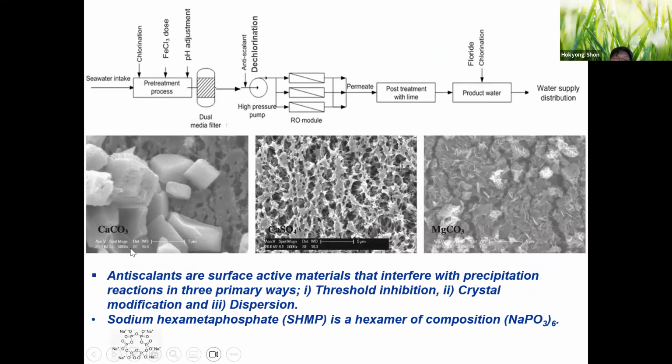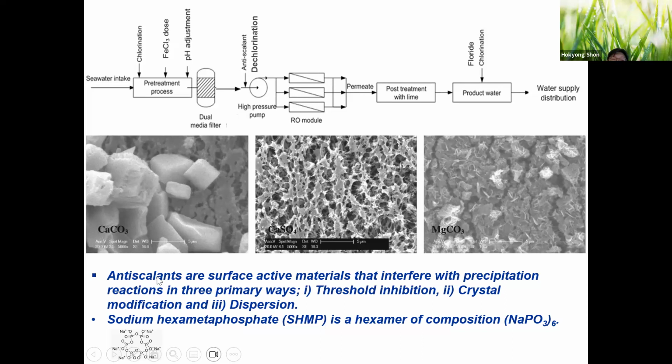So if you don't use anti-scalant, the calcium carbonate, calcium sulfate, magnesium carbonate will accumulate on the membrane's outer surface, because we keep desalinating water. So pure water is the permeate, and then the leftover calcium, carbonate, magnesium will keep accumulating on the surface of the membrane. And you have this kind of calcium carbonate inorganic scaling and calcium sulfate inorganic scaling on the surface of the reverse osmosis membrane because of the very high concentration.